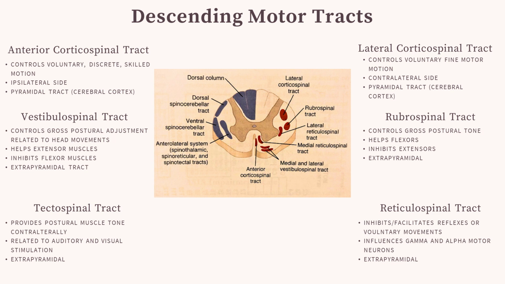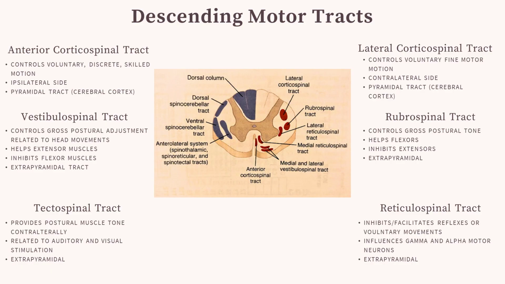And then we're going to talk about the tectospinal tract. So the tectospinal tract also helps postural tone, but it's going to be on the contralateral side. It is going to be related to the auditory and the visual stimulation. So it's going to give your body cues on where to move and how to hold your posture correctly based on the auditory and the visual. Again, this is an extrapyramidal structure, so it's not originating out of that cerebellum.